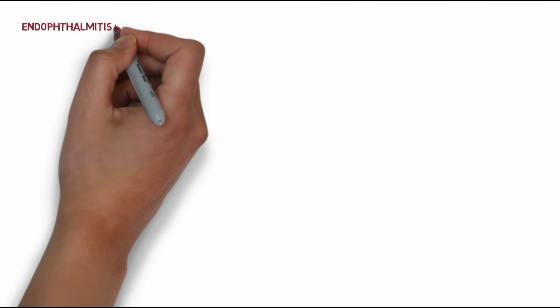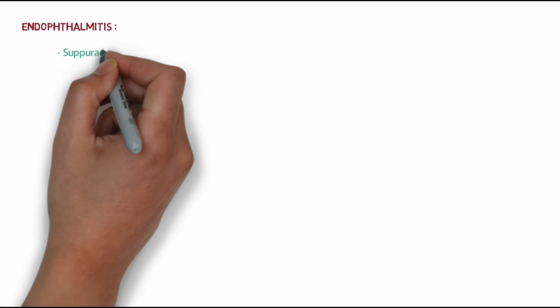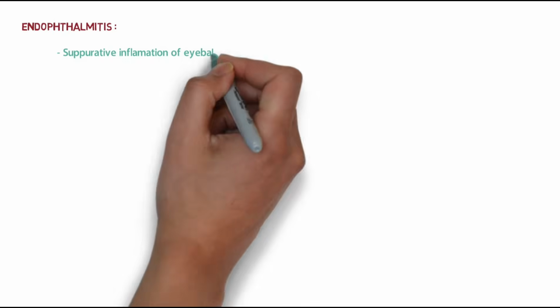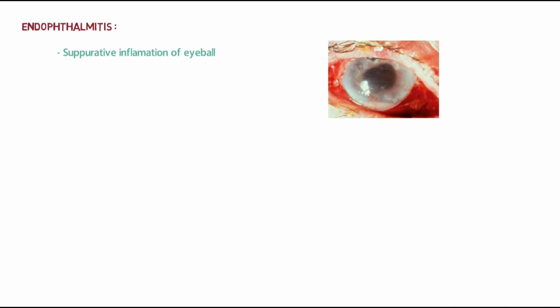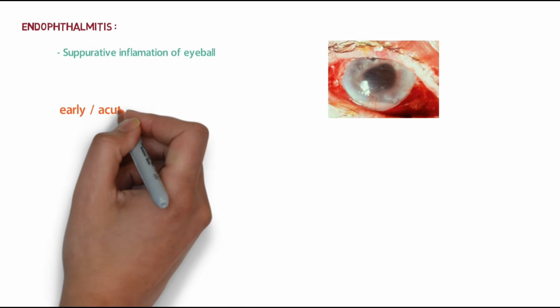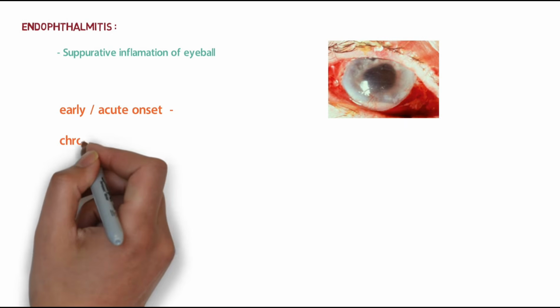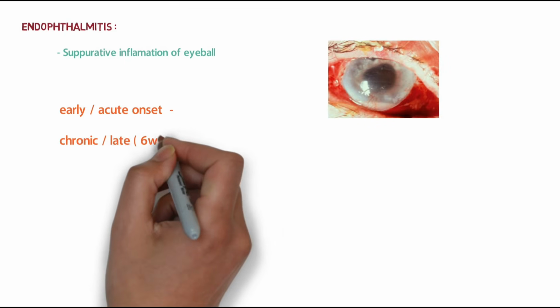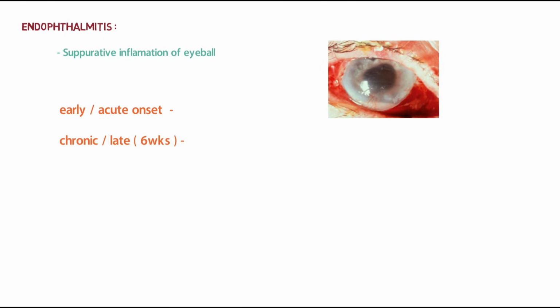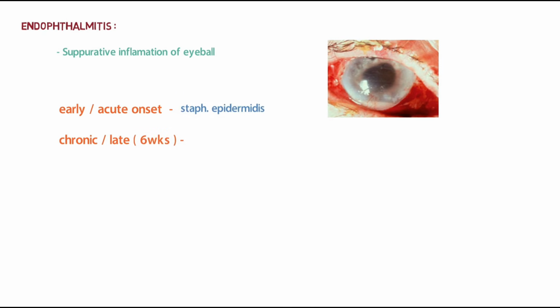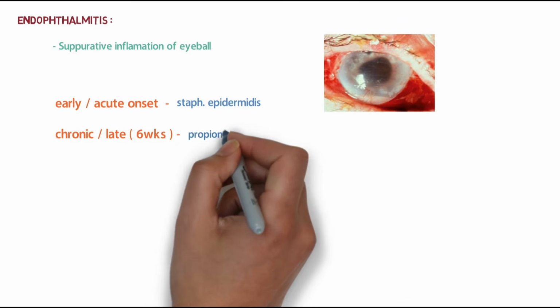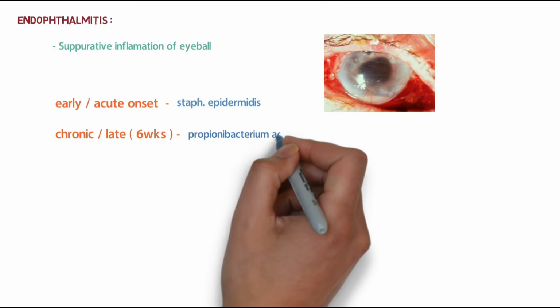So what is bacterial endophthalmitis? It is a suppurative inflammation of the eyeball. Look at this diagram. There is an inflammation of the eyeball. Endophthalmitis can occur with acute onset or chronic onset. That is, it can occur as an early complication or as a late complication. Late complications means after about 6 weeks. Early complications occur most commonly due to Staphylococcus epidermidis. Chronic complications most commonly occur due to Propionibacterium acnes.